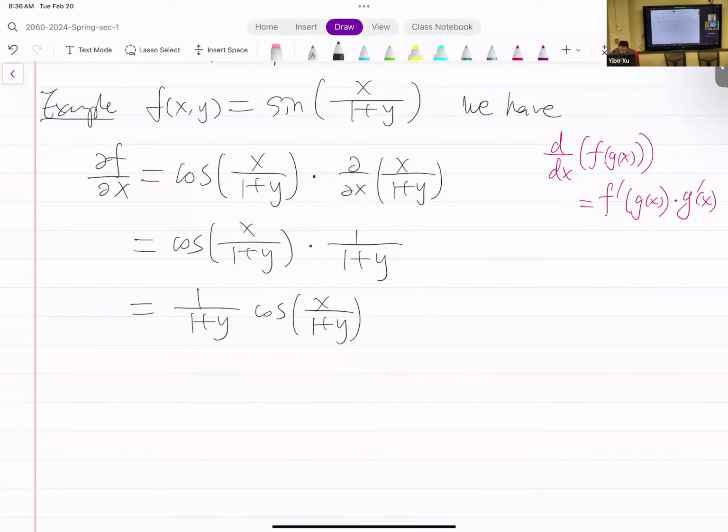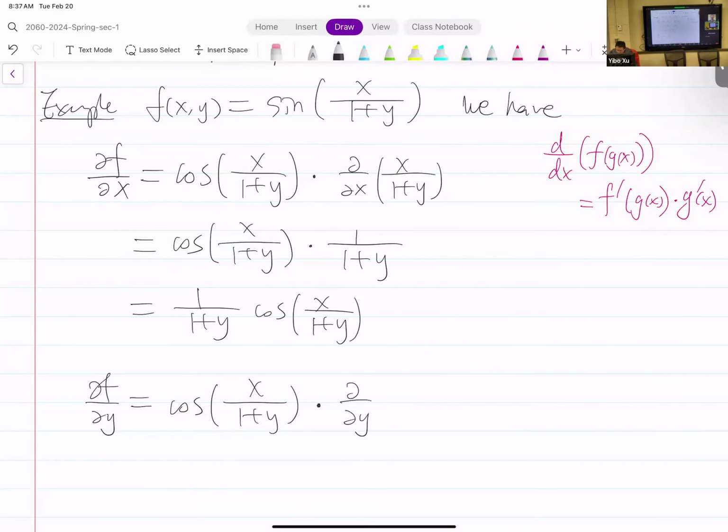Okay, so now let's look at the partial derivative with respect to y. It's a similar idea. And the only thing different here is that now y is in the denominator, so it's a little bit more complicated. So del f del y. Okay, so it's still the same idea. So we have a composition, the outer is sine, so we do the derivative of the outer, which is cosine. We evaluate the inner function.